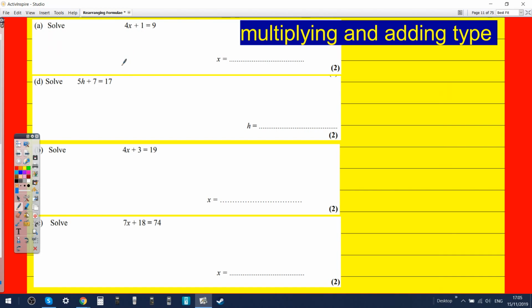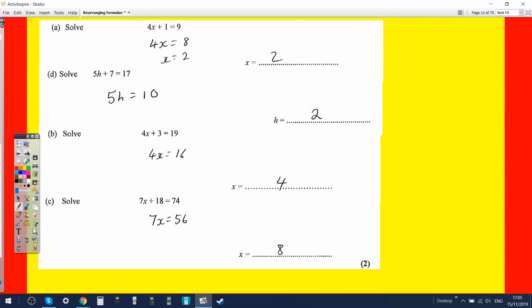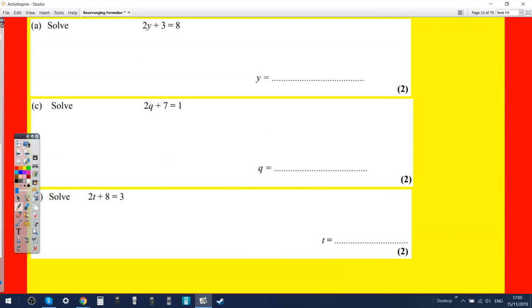Okay, two-step one, the top. Okay, so 9 minus 1 is 8, and then 8 divided by 4 is 2. Yes, that's fine. How about the middle one? No, how about the last one? 3 minus 8 is minus 5, and then minus 5 divided by 2 is minus 2.5. Yeah.